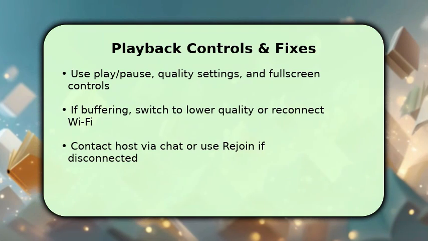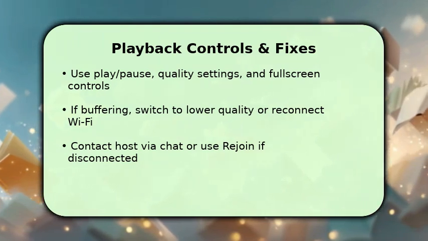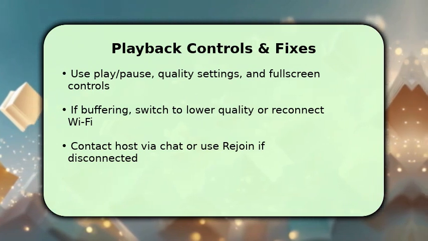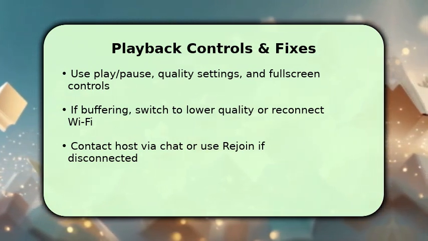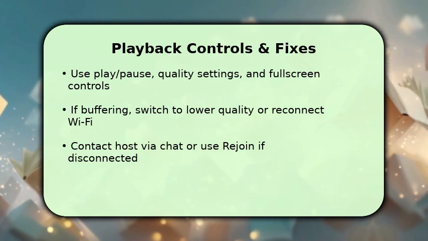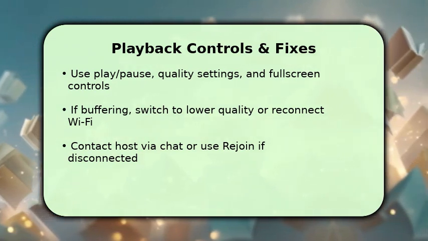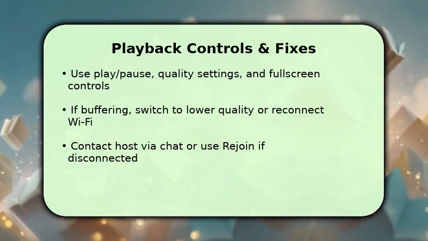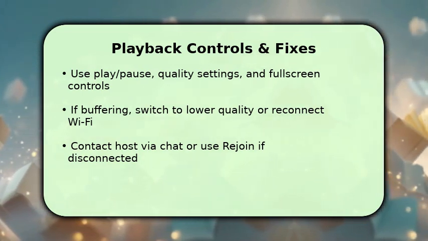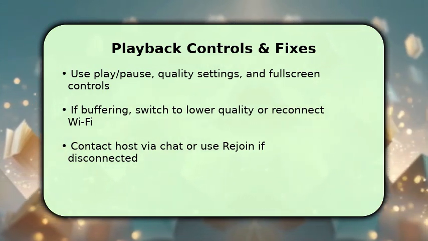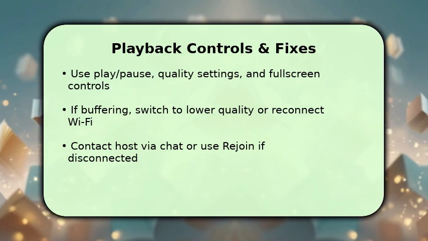Finally, use the in-player controls. Adjust quality, go full screen, and mute or unmute with clear taps. If video buffers or drops, switch to a lower quality setting or briefly toggle Wi-Fi off and on to force a reconnection. That often restores the stream. If you get kicked out, tap Rejoin and check chat for host updates. If problems persist, message the host or support from the session details. Doing these steps gets you back watching fast.